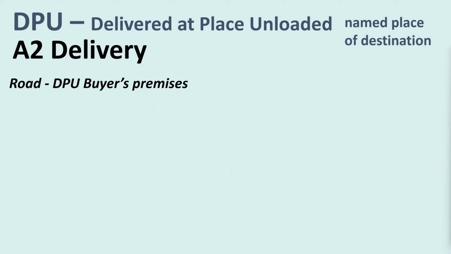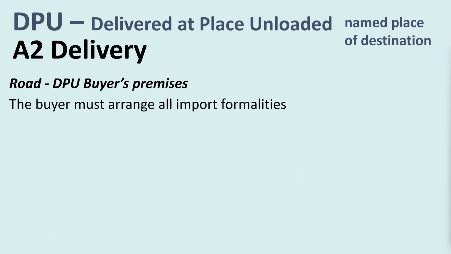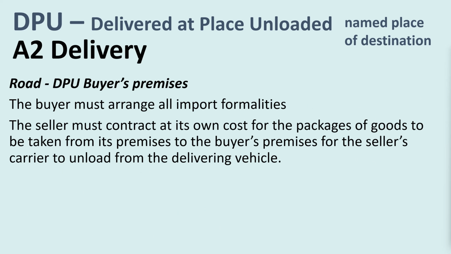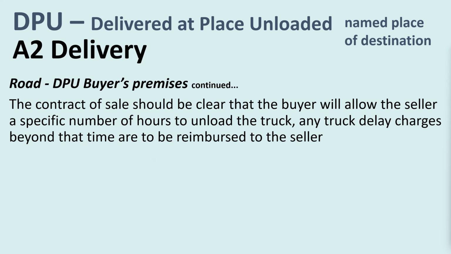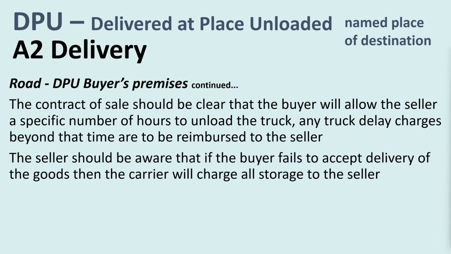Let's look at road DPU buyer's premises. The buyer must arrange all import formalities again. The seller must contract at its own cost for the packages of goods to be taken from its premises to the buyer's premises for the seller's carrier to unload from the delivering vehicle. The contract of sale should be clear that the buyer will allow the seller a specific number of hours to unload the truck, and any truck delay charges beyond that time are to be reimbursed to the seller.